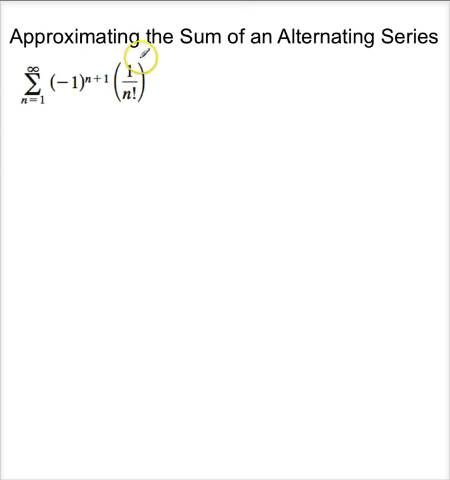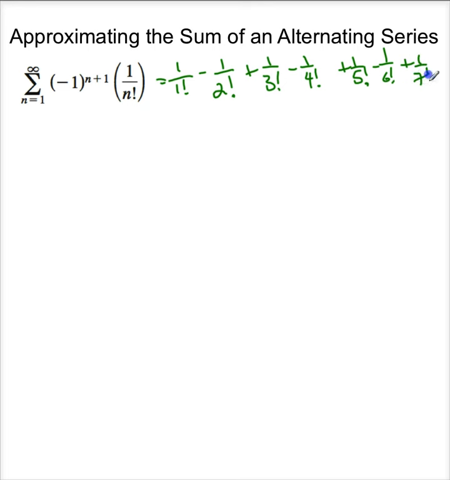What if we wanted to approximate the sum of the alternating series, the sum as n goes from 1 to infinity of minus 1 to the n plus 1 divided by n factorial? Well, this is 1 plus 1 divided by 1 factorial minus 1 over 2 factorial plus 1 over 3 factorial minus 1 over 4 factorial plus 1 over 5 factorial minus 1 over 6 factorial. And I'm tired of writing this, so I'm going to put the next term plus. So first of all, I need to check.